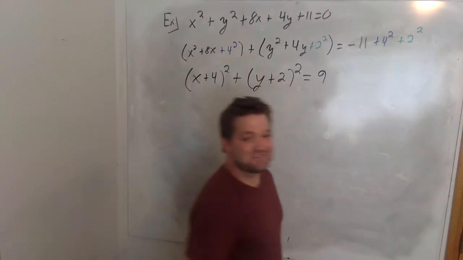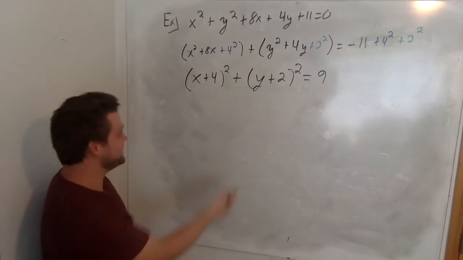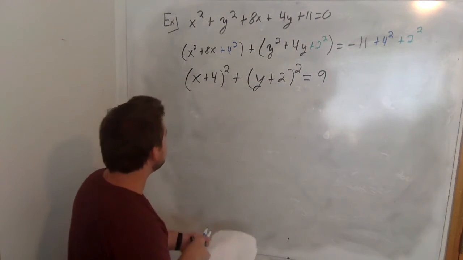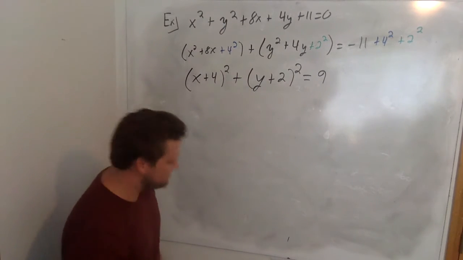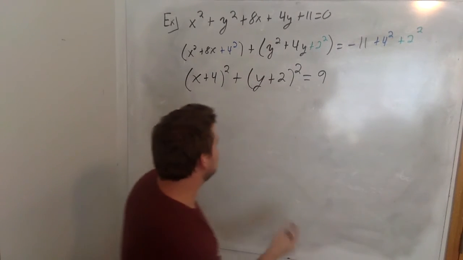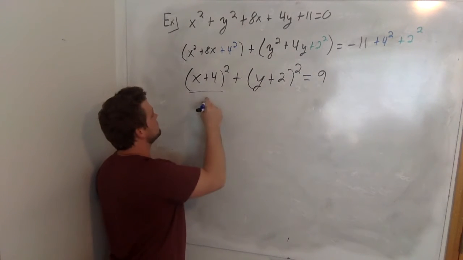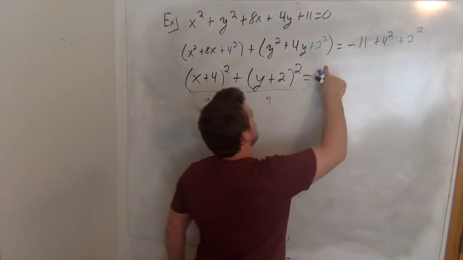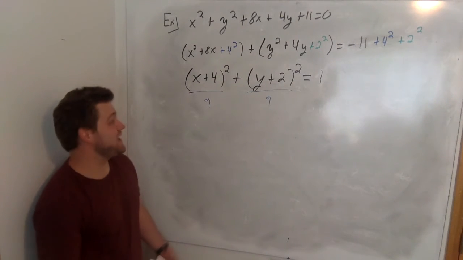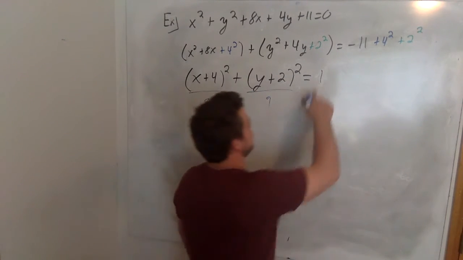Well, I don't even think we have to go any further here. I hope we see that this is a circle. This is a circle of radius 9, and its center will be at negative 4, negative 2. All right. This is a circle. If you divided both sides by 9, I guess you could say that this is an ellipse that has both an A and B value of 3, or we could just say it's a circle of radius 3.